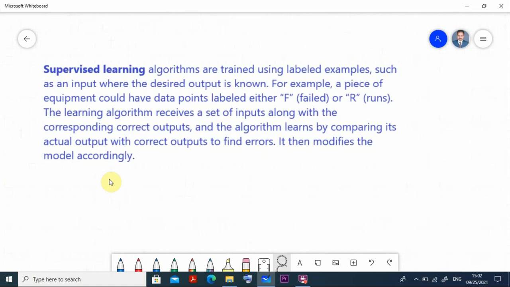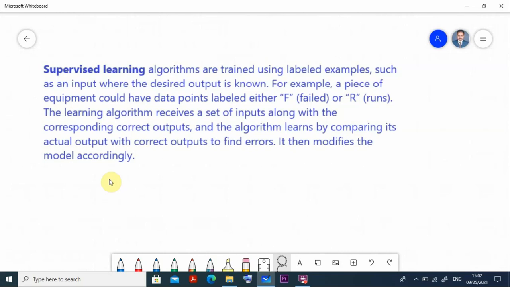What is the meaning of labeled examples? Such as an input where the desired output is known. Say for example, I show this one and the output is this one. So for this input, this is the output. That means it is a labeled one, right? For example, a piece of equipment could have a data point labeled either F or R, depending on whether the equipment is running or not. F stands for failed, R stands for runs.